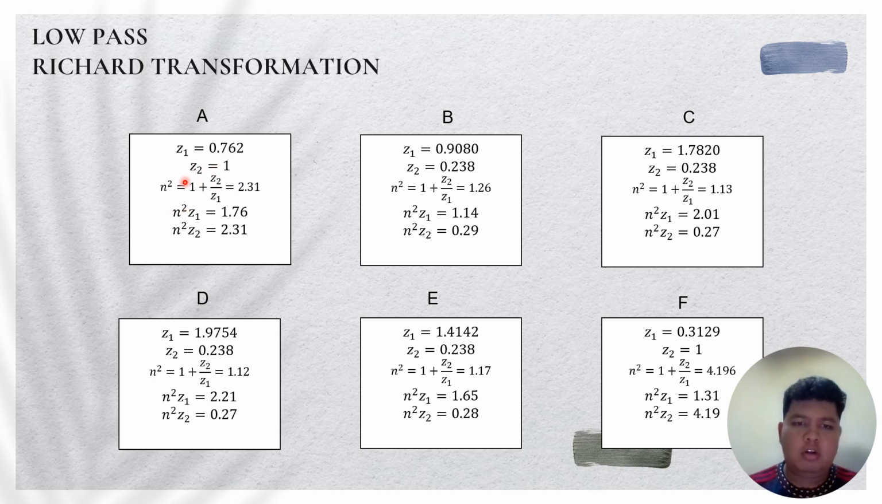After we get the values of Z1 and Z2, we calculate n to the power of 2, and the formula is 1 plus Z2 divided by Z1. Then we calculate n to the power of 2 times Z1, and also n to the power of 2 times Z2. We implement this in each of the 6 parts, A, B, C, D, E, and also F.